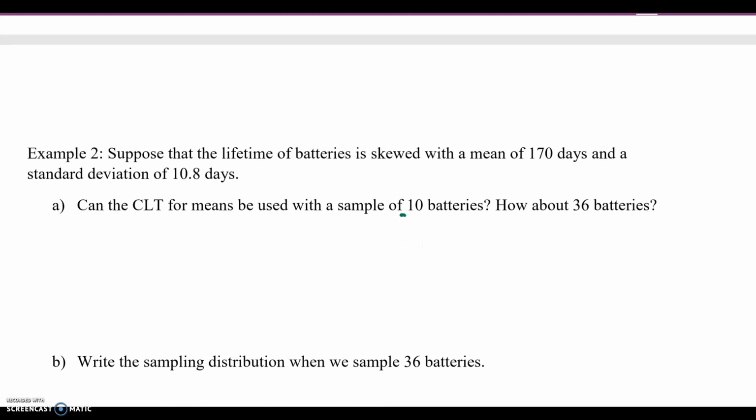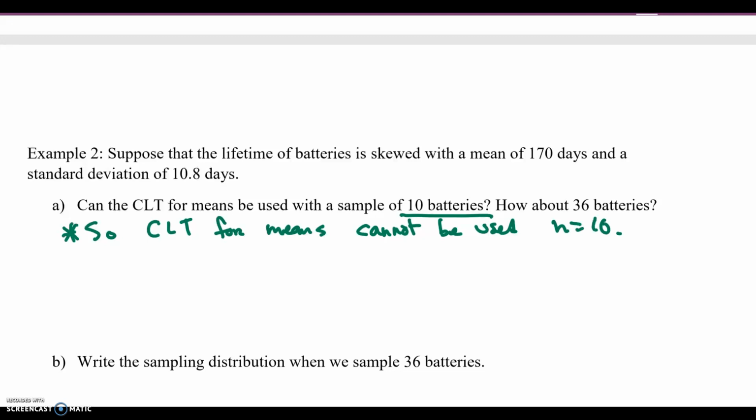for 10 batteries, this cannot be used. So CLT for means cannot be used when n is equal to 10. So this one, it's a big fat no. It's too small. Since it's skewed, our data will still look skewed. It's not going to look any normal.